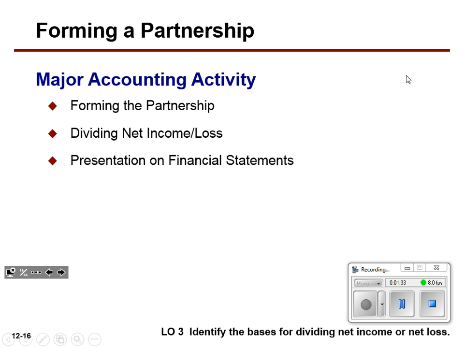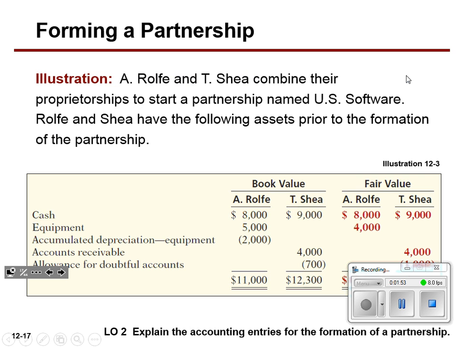There are just 2 or more people, so there are 2 or more capital accounts and 2 or more drawing accounts. And so things get a little bit complicated, if you will. But what you need to know from an accounting perspective is that forming, dividing, and then presenting it on the financial statements all looks a little bit different than what we've been used to. Otherwise, all the journal entries are about the same.